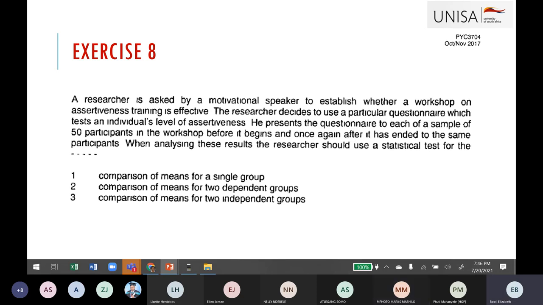A researcher is asked by a motivational speaker to establish whether a workshop on assertiveness training is effective. The researcher decides to use a particular questionnaire which tests an individual's level of assertiveness. He presents the questionnaire to each of a sample of 50 participants in a workshop before it begins and once after it has ended, to the same participants. When analyzing the results, the researcher should use a test for the... Number two. It will be number two because he does the before and after on the same group.